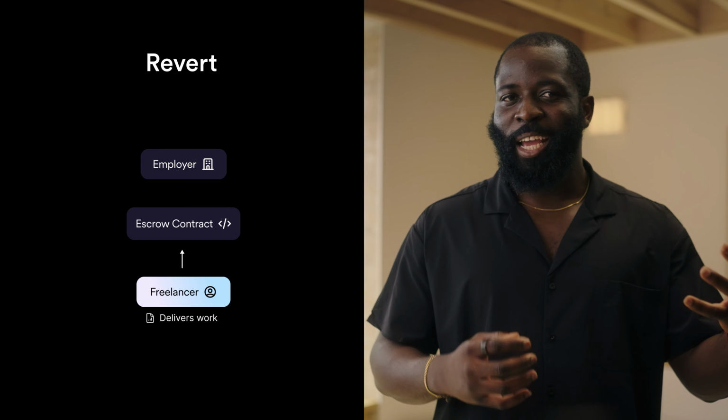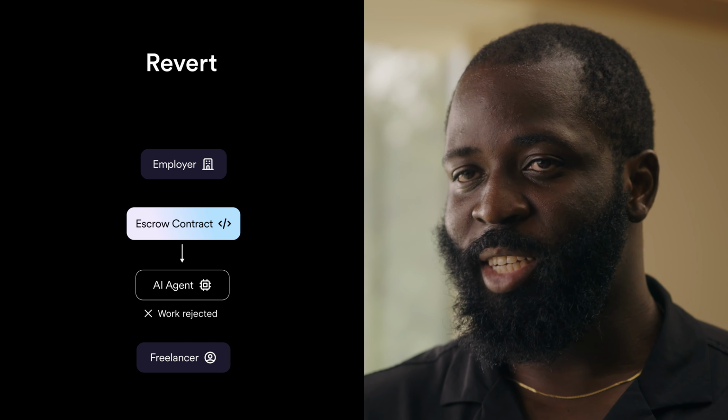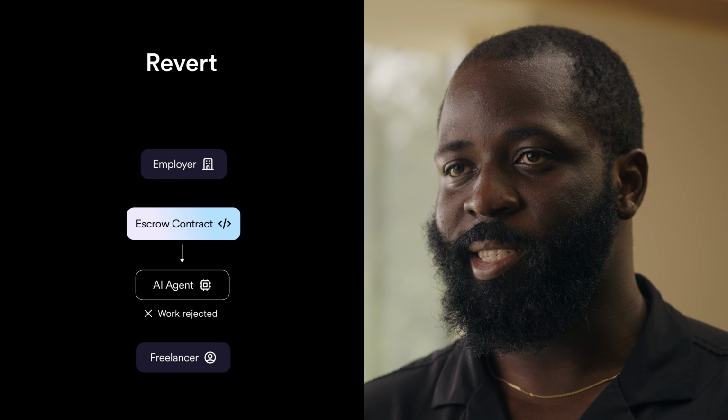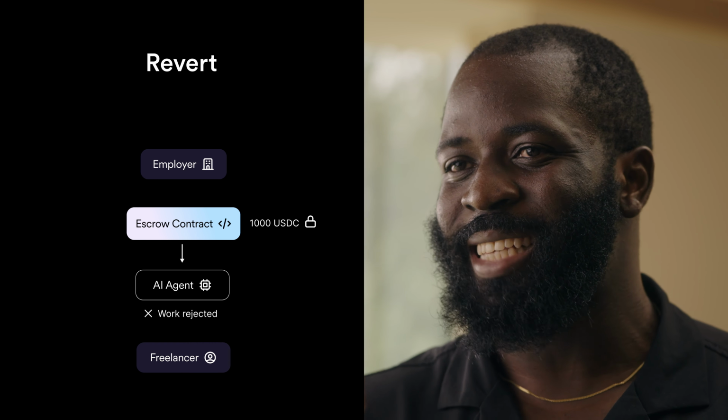On the other hand, if the work isn't up to par or the project is cancelled, the agent can trigger a revert. In that case, the contract holds the USDC until the work requirements are satisfied.